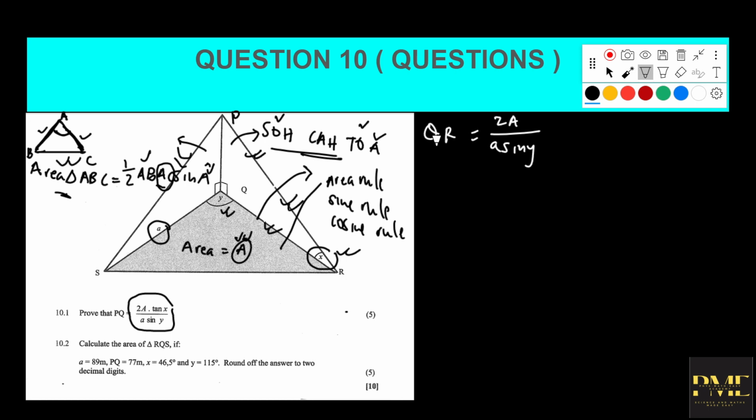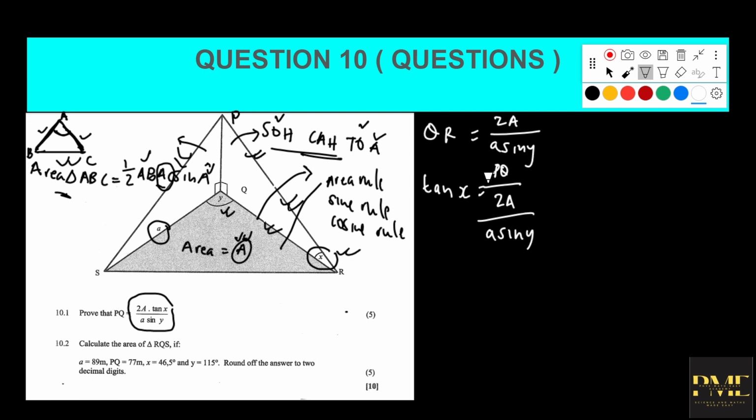So therefore, I'll choose tan, then I'll say: tan of my given angle, which is my reference angle x, so tan x is going to be equal to opposite over adjacent. So which side is opposite to my given angle? The side opposite is PQ, all over adjacent. The adjacent is QR. QR is 2a over a sin y, guys.